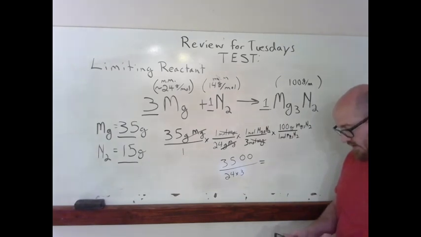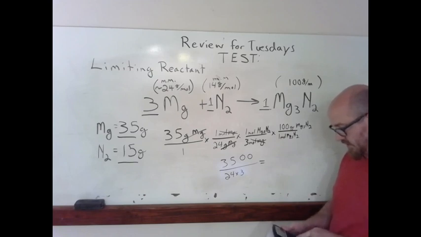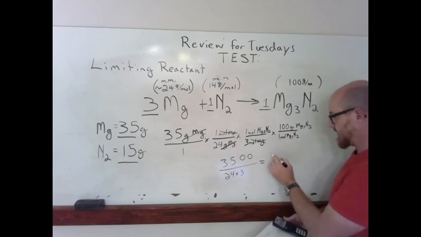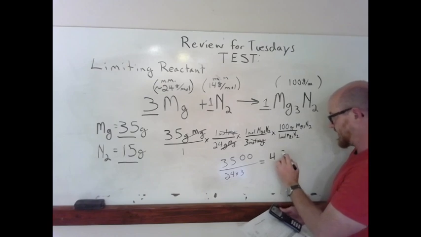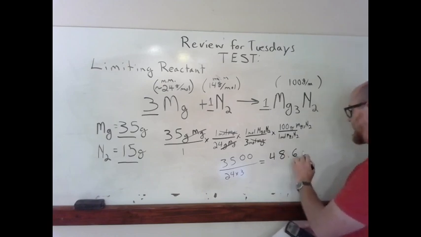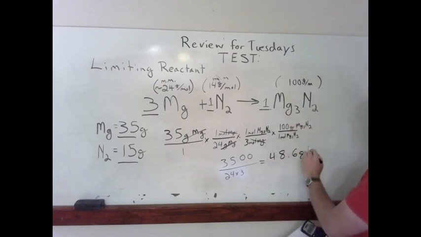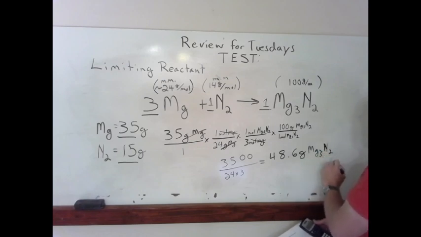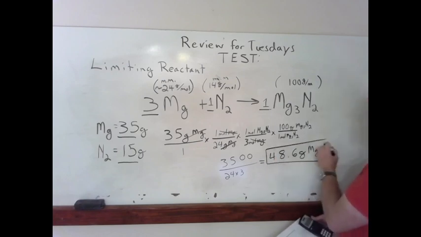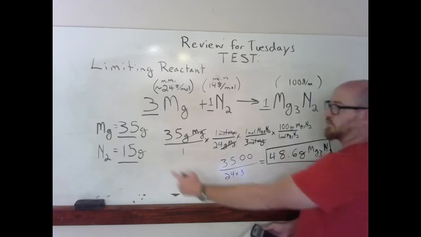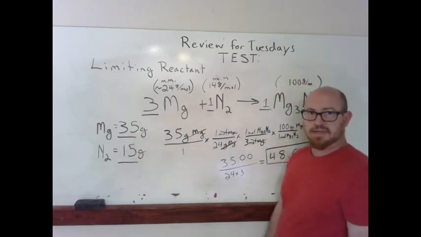So 3,500 divided by 24 times 3. And we come out to 48.6 grams of Mg3N2. That's the answer if we start with 35 grams of magnesium.